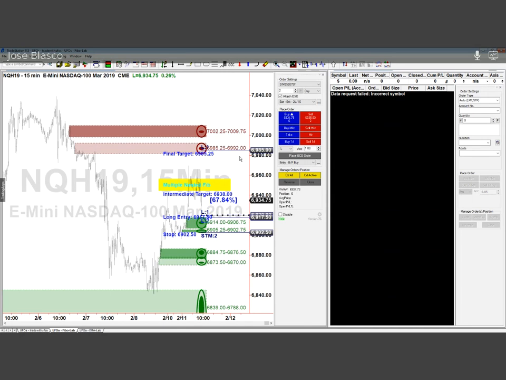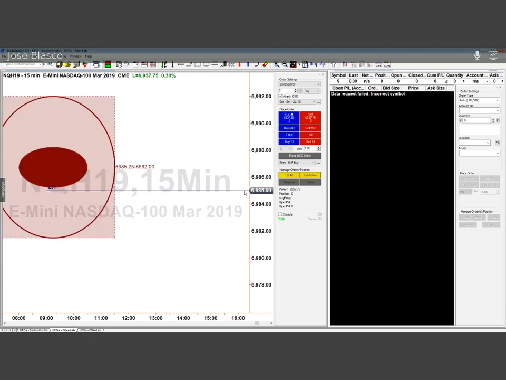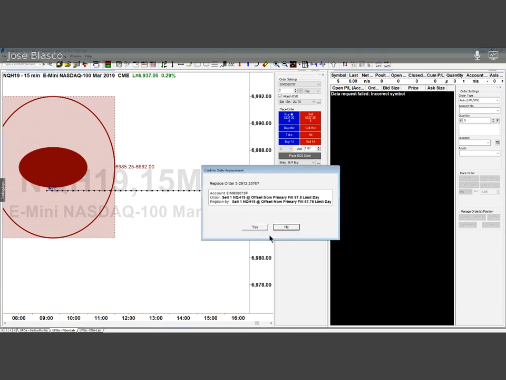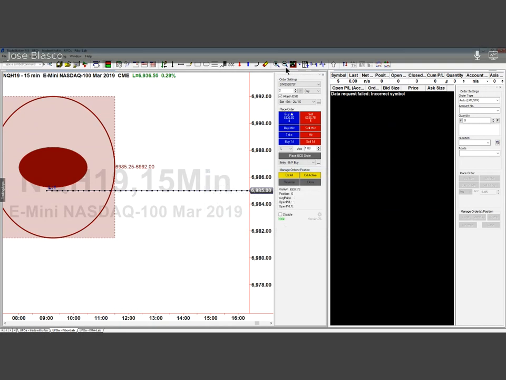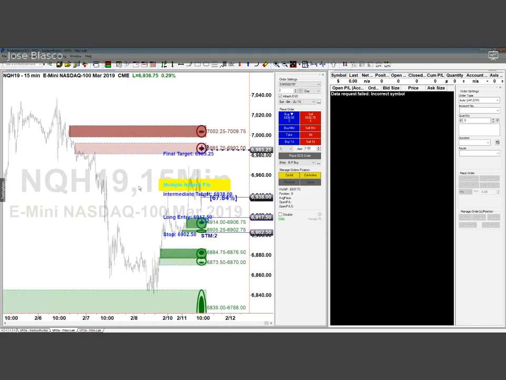Okay, the trade is in. The only thing I could do is get a little more precise and update this to 85.25, which is what we said we wanted. Here we go. That's it. So I got my trade, and now I just need to let it happen.